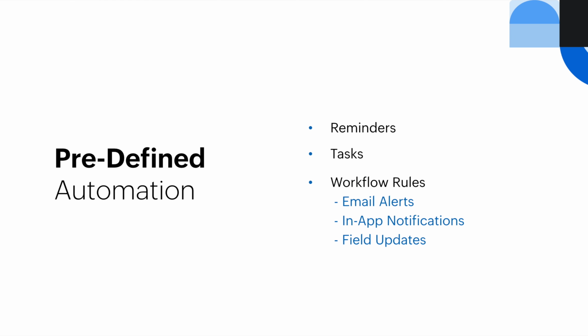So this is a simple type of automation where you can automate all the invoice reminders to the customers, and for reminding your purchase team to pay the bill to your vendors. And you can also set up a task for your users in your organization to complete certain activities. And also you can define some rules to send email alerts to the customers or your users, and you can show in-app notifications and field updates also.